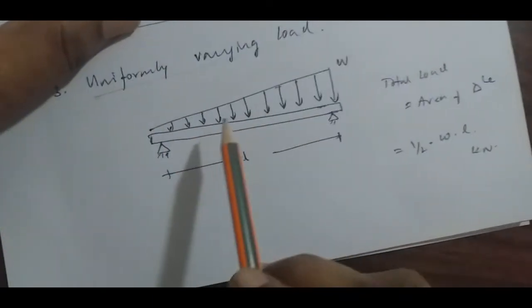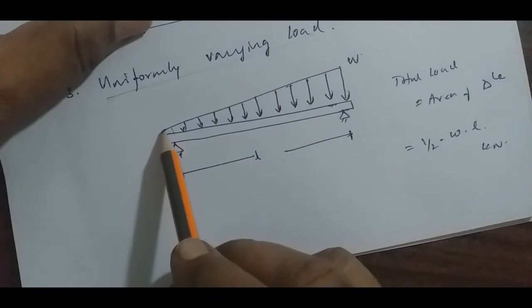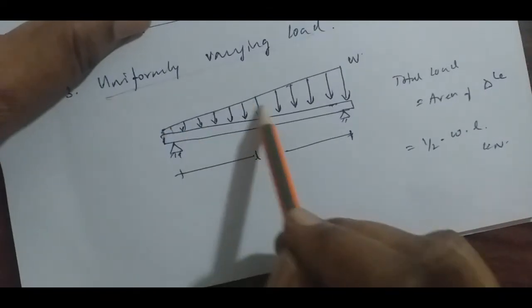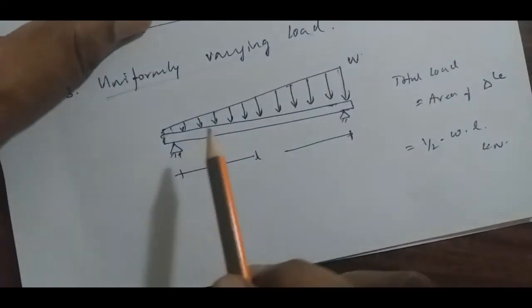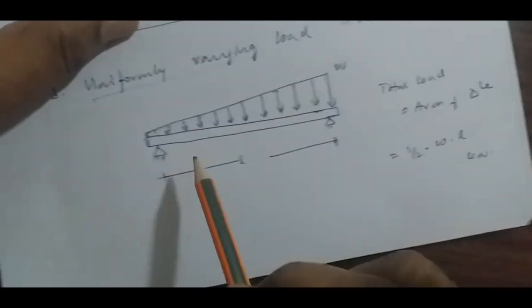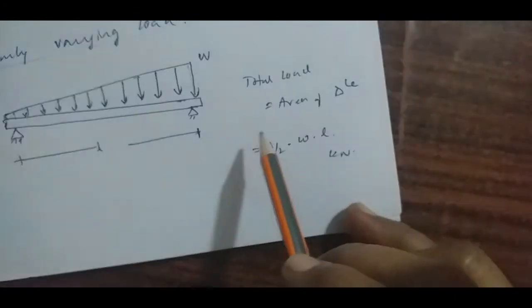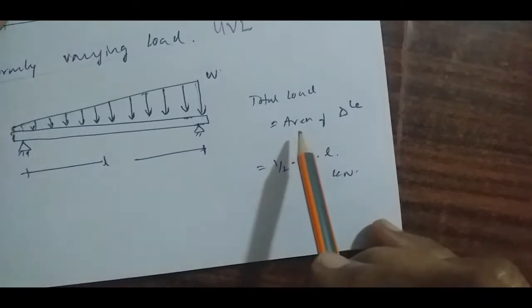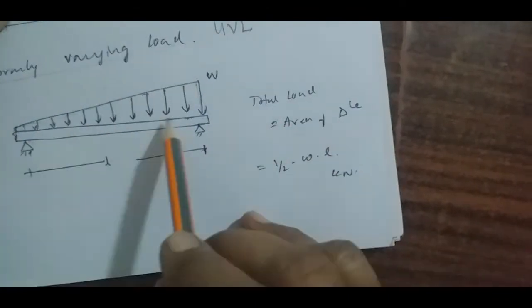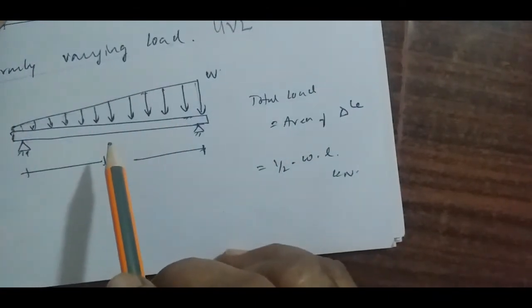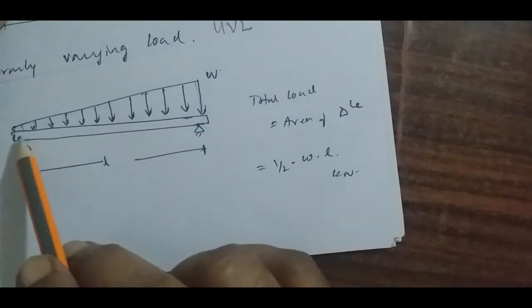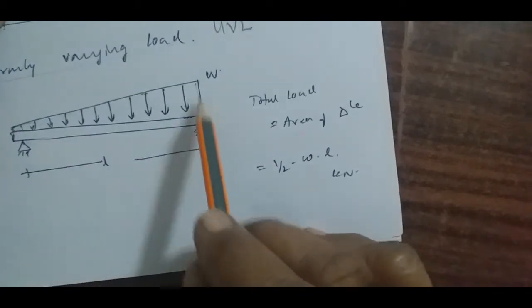So uniformly varying load will be 0 at one support and will reach maximum at the other support. So it will be in the form of a triangle. Here the value of the loading is the area of the load diagram. What is the area of the triangle? It is half BH. Here, breadth B is L, height H is W.